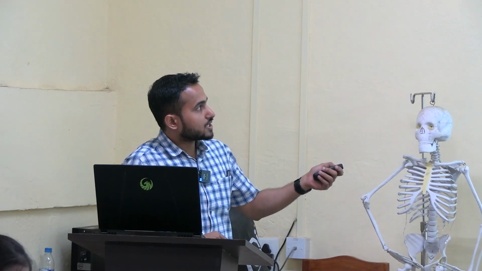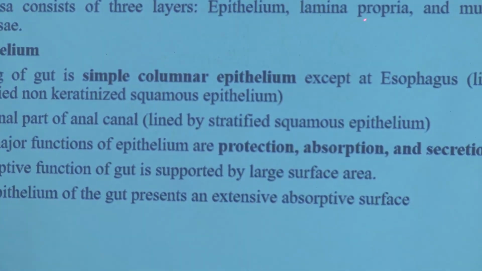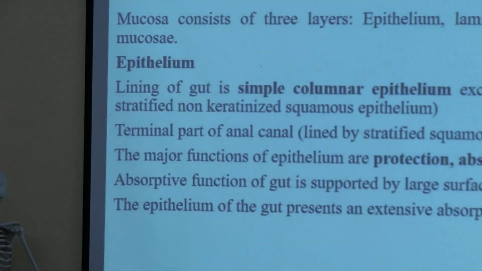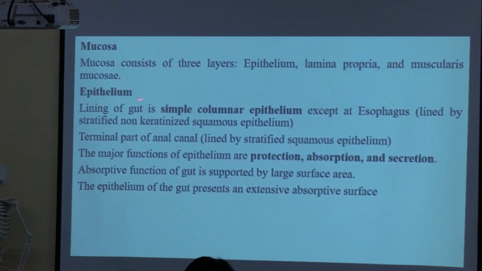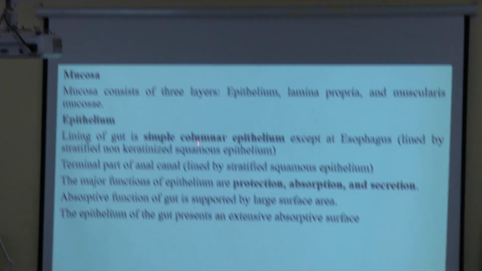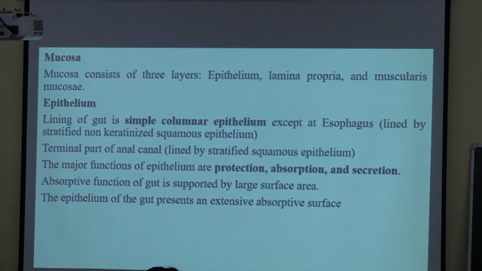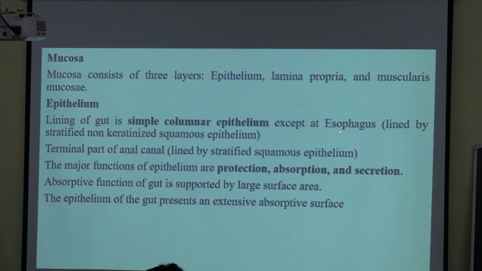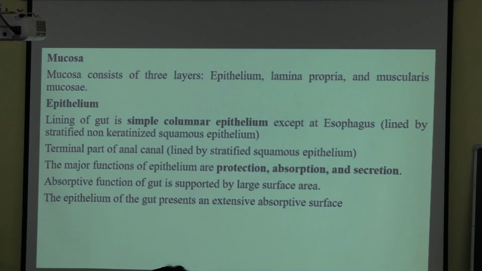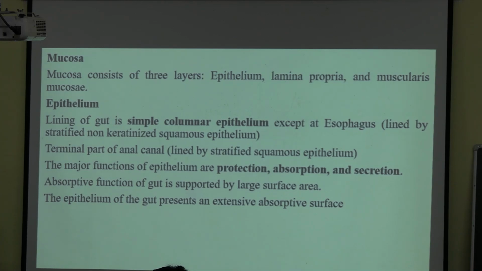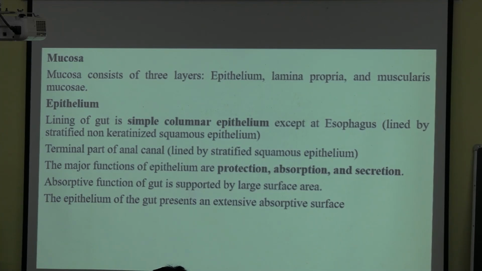In case of mucosa, 3 layers are there: lining epithelium, lamina propria and muscularis mucosae. Now, if you see the lining epithelium, in most of the GIT it is simple columnar epithelium. Now, there are some exceptions, except at the esophagus and terminal part of the anal canal. In these particular areas, simple columnar epithelium is not there. Why? Because continuous friction is taking place. So, wherever friction is there, it will be stratified, that also stratified squamous, and here it will be non-keratinized epithelium.